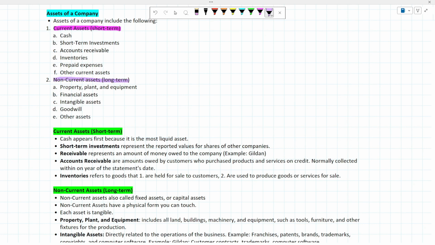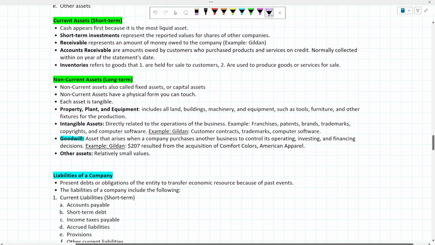So inventories refers to goods that are one, held for sale to customers, and two, are used to produce goods or services for sale. So inventory is considered a short-term or current asset because it is something that is going to be sold hopefully in the upcoming year. And as we said, it's held for sale to customers and it's used to produce goods or services for sale.